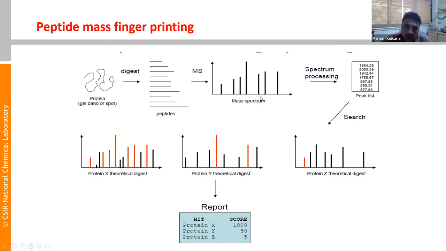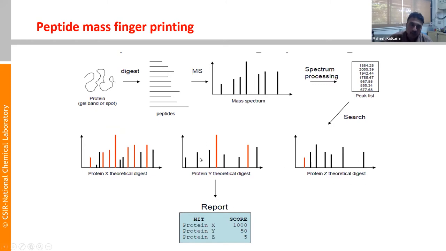Okay, so depending upon the number of peptides matched, you will get a report. In this case, the first mass spectrum shows there are 7 peptides matched to protein X. The red line indicates the peptide masses that are matching with protein X. Whereas for protein Y, there are 2 peptides that match, and there's only 1 peptide that matches with protein Z.